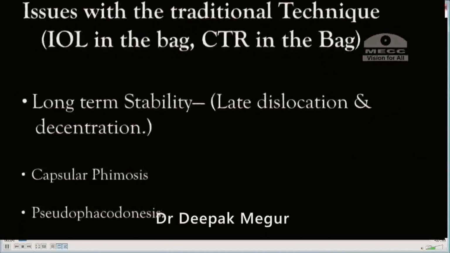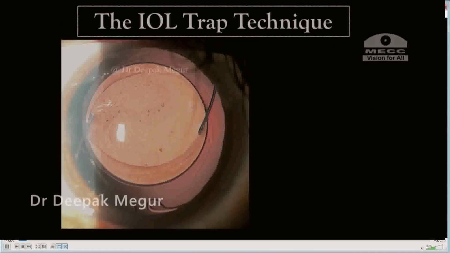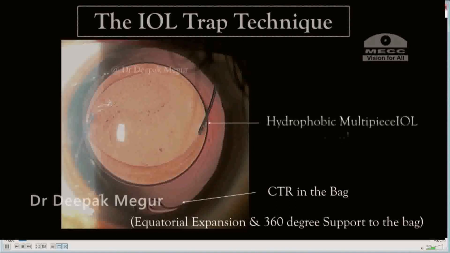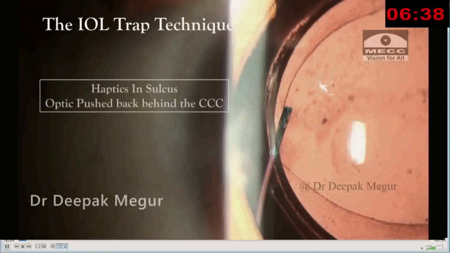To counter this issue, the technique of IOL trap can be utilized. Let's see how the principle of IOL trap technique works. The CTR is put in the bag, which provides equatorial support and stretch to the capsular bag, and then a multi-piece hydrophobic lens is placed such that the haptics are in the sulcus while the optic is pushed back behind the rhexis to achieve an optic capture. This technique seems to provide better long-term stability in a select group of patients.